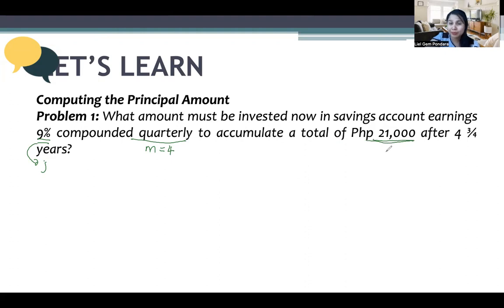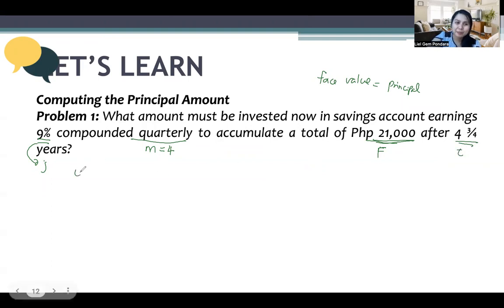What is this 21,000? Maturity value, ma'am. Not the face value. Maturity value. Yes, I know you mean the F, but the F means maturity value. Remember that the face value is the same as the principal. After 4 and 3/4 years, that's our time.